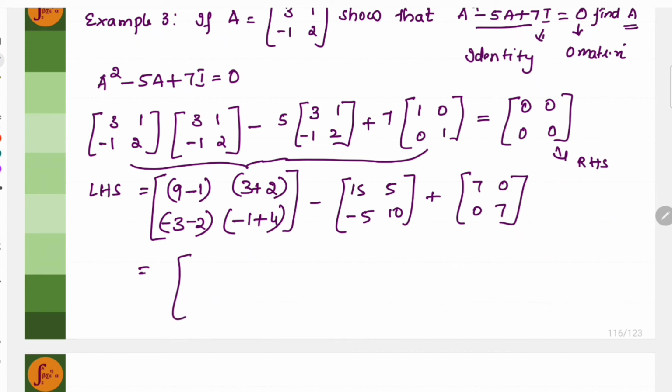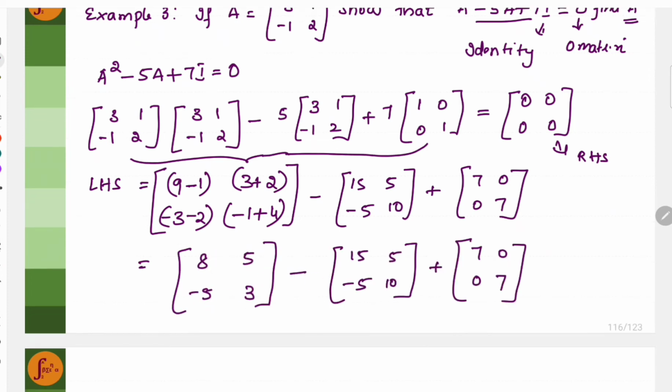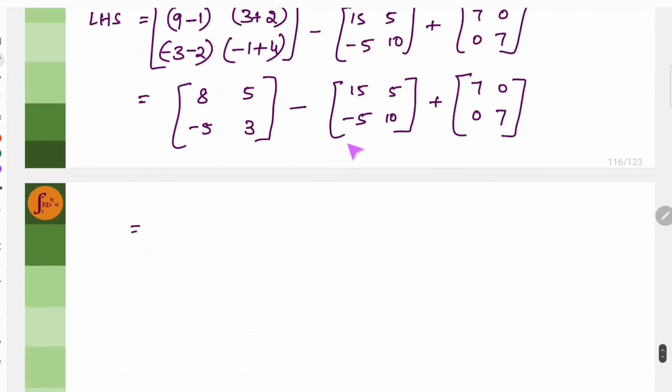So let's simplify. 8, 5, minus 5, 3. You can do all 3 matrices in one shot, or you can first take 2 matrices, subtract, and then add it with this particular matrix. So 8 minus 15 is minus 7. Minus 7 plus 7 is 0. 5 minus 5 is 0. 0 plus 0 is 0. Minus 5 plus 5, 0. 3 minus 10 is minus 7. Minus 7 plus 7 is 0. So this is equal to RHS. We've got the zero matrix, so we have proved the first part of the problem.